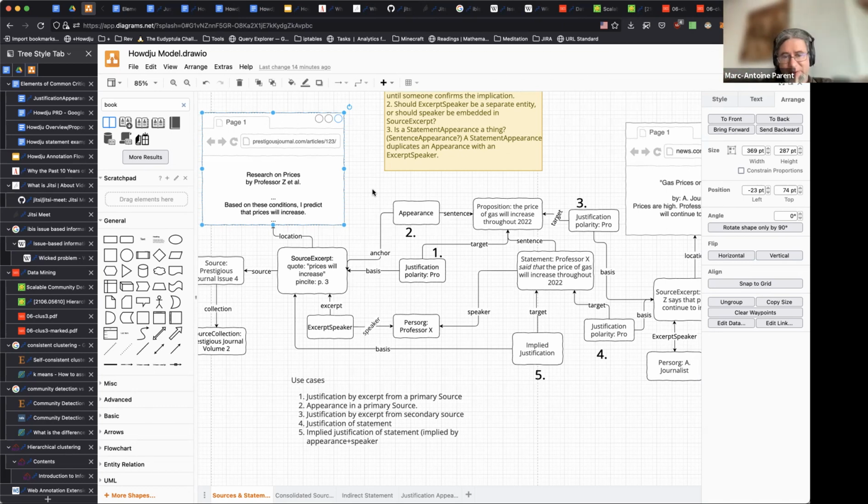Then you have the whole thing about the justification. And I agree, and there is a polarity in the justification, which is, I believe that this makes this more likely. I believe this makes this less likely. But you need a polarity at the appearance level, is what I'm trying to say.